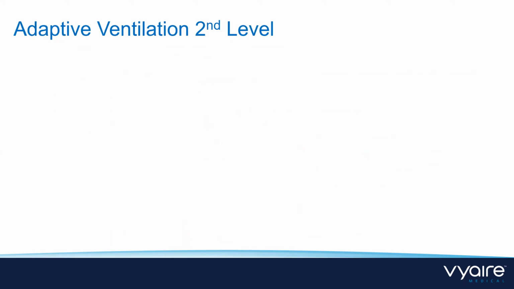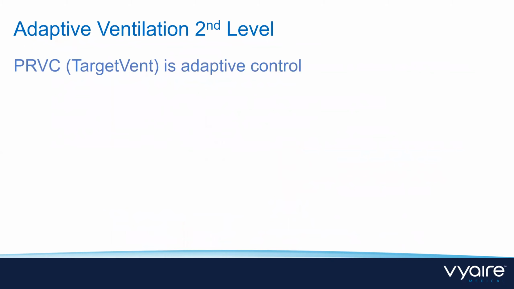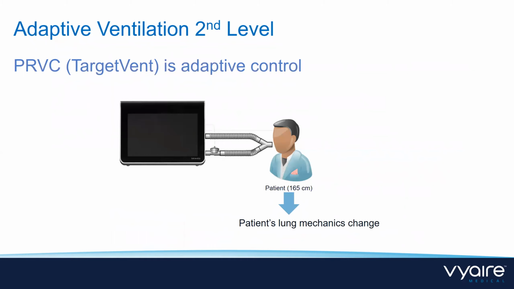The second level is PRVC, pressure regulated volume controlled ventilation, and this is available under the name of target vent on bellavista. You have the patient, you have the ventilator, the patient is ventilating, you are setting a tidal volume you want to have administered to the patient, but now the patient's lung mechanics is changing. So the ventilator keeps the tidal volume stable by changing and adjusting the inspiratory pressure. And this is also on a constant basis.